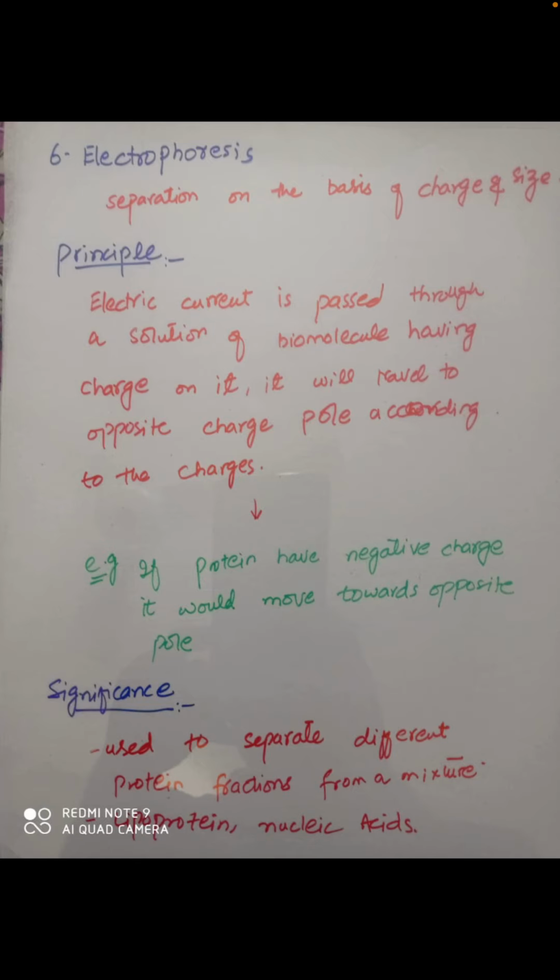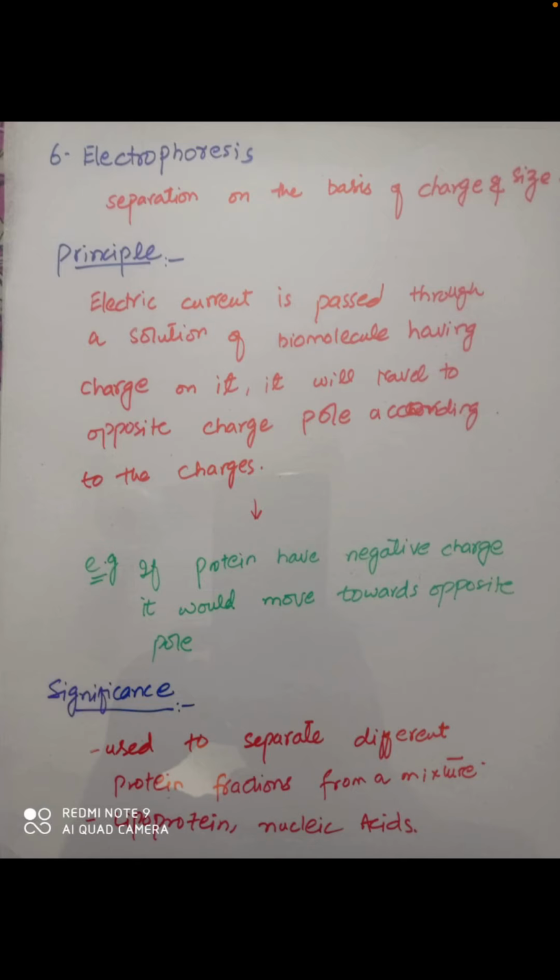As I told you, whenever you are going to talk about different types of techniques, first of all you have to write the importance, principle and then the biomedical significance of that technique, or the applications. So the principle is that an electric current is passed through a solution of biomolecules having charge on them. So we must have biomolecules which have a charge.